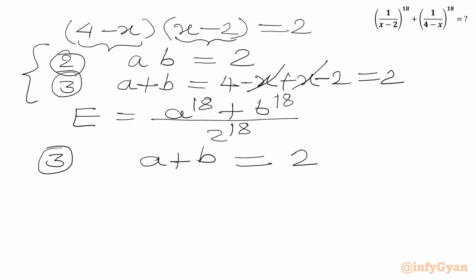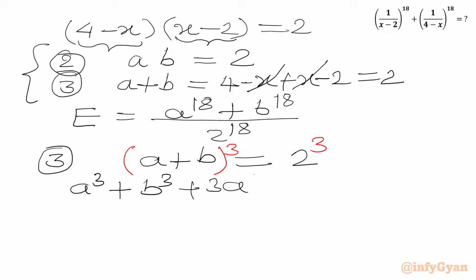We'll consider cubing both sides. So we will put power 3 on both sides. Now we will apply the (a plus b) whole cube identity. So we will write in the LHS a cube plus b cube plus 3ab times (a plus b) equal to 2 cube, which is 8.